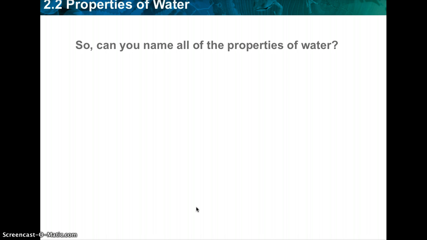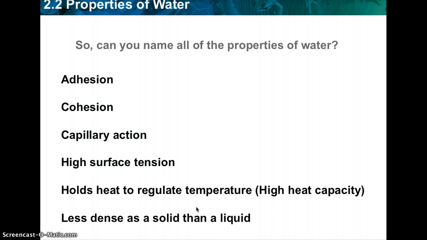So in review, you need to be able to name all the properties of water and understand what these properties mean. Adhesion, cohesion, capillary action, high surface tension, holds heat to regulate temperature, also known as high heat capacity, and less dense as a solid than as a liquid. And that is chapter 2.2. Again, rewatch this, watch it as many times as you need to, take notes, and bring questions to class.